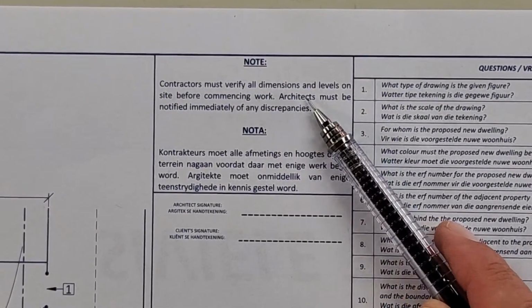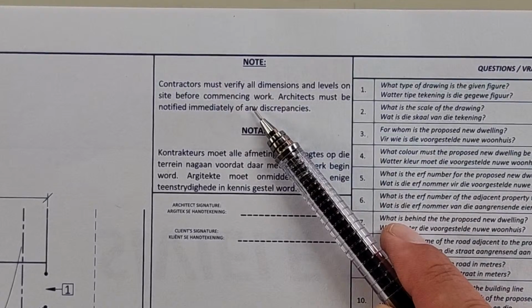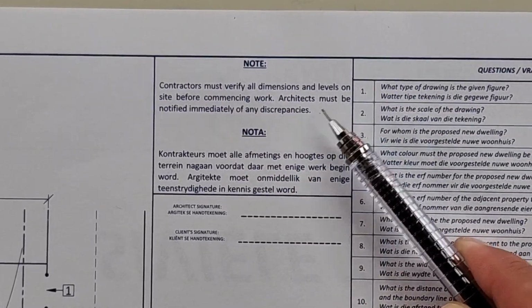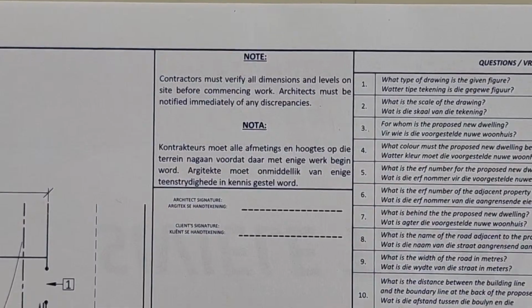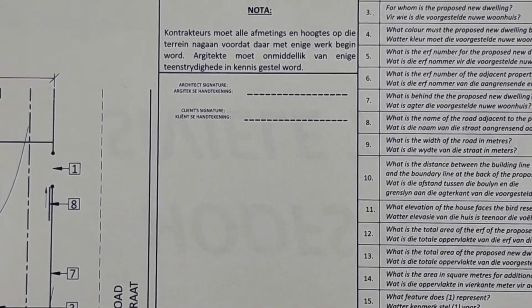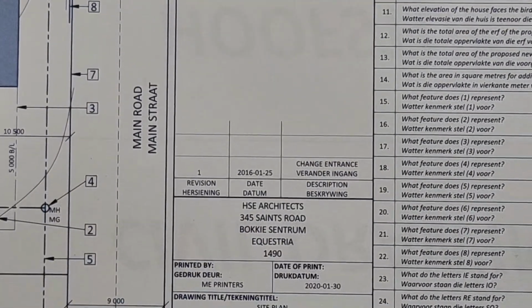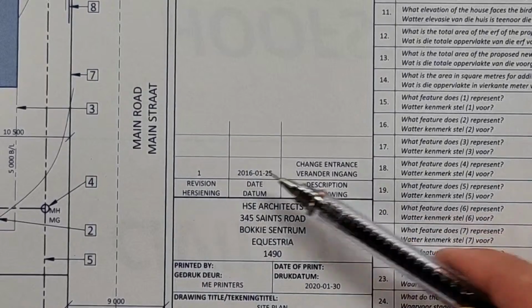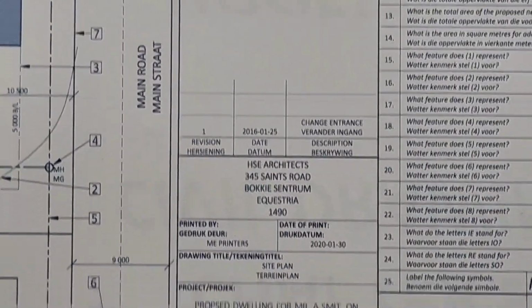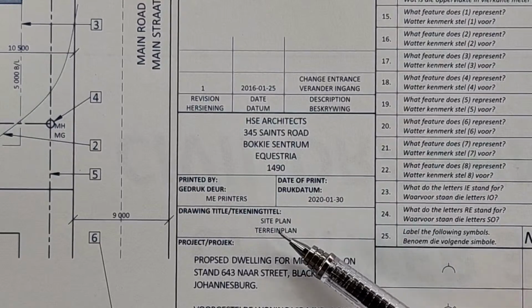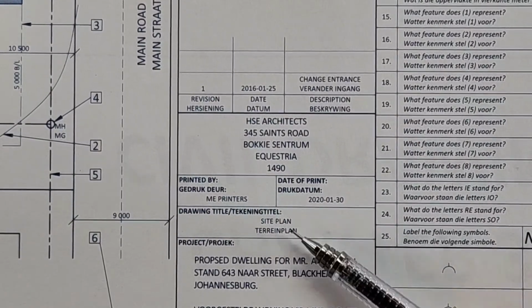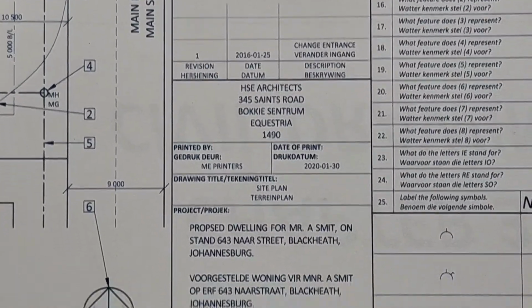Contractor must verify all dimensions and levels on the site before commencing. Architect must be notified immediately of any discrepancies. Then there's the architect and client signature areas. You've got the different revisions. There's actually just one year. You've got the details of the actual architect, printed, date, drawing title, says site plan, terreinplan Afrikaans.